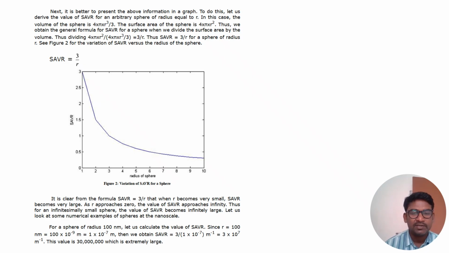Let us look at some numerical examples of spheres at the nanoscale. Say, for a sphere of radius 100 nanometers, let us calculate the surface area to volume ratio. When we substitute R equal to 100 nanometers, which in meters is 1 × 10⁻⁷ m, we obtain the surface area to volume ratio equal to 3 × 10⁷ per meter. This value is large.